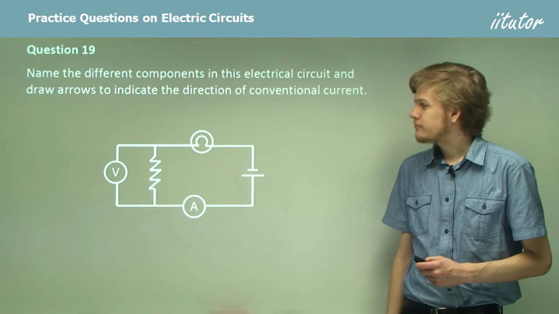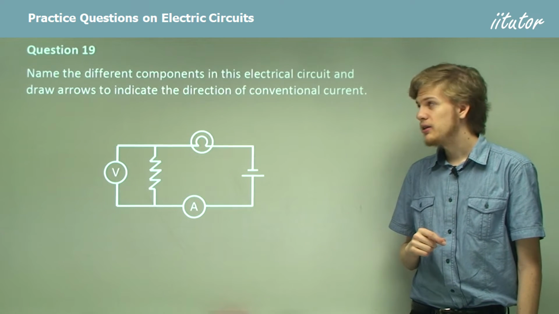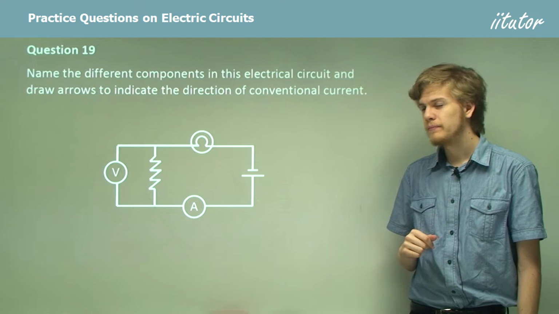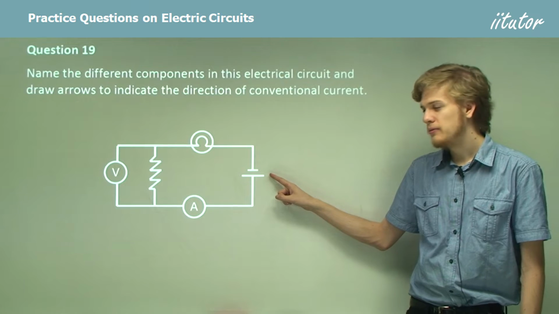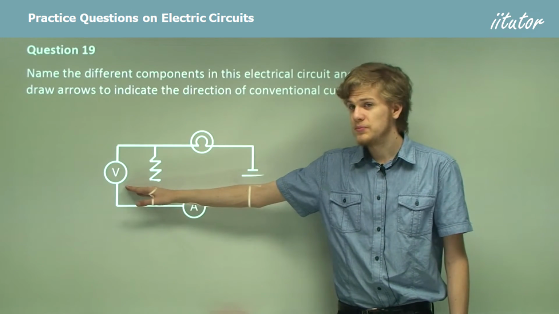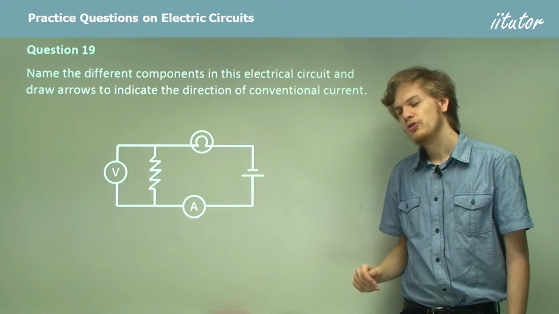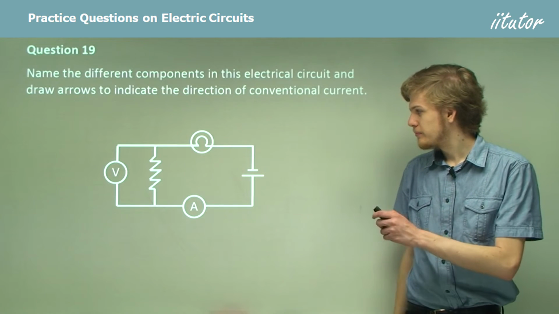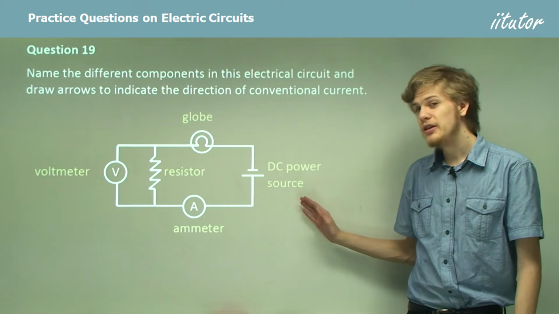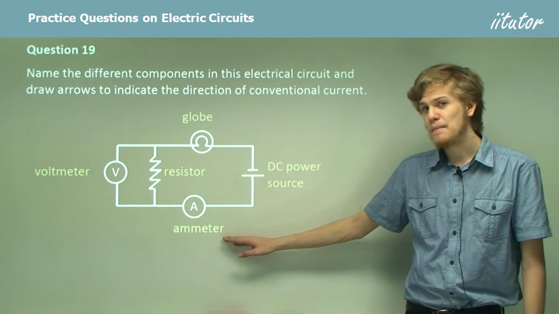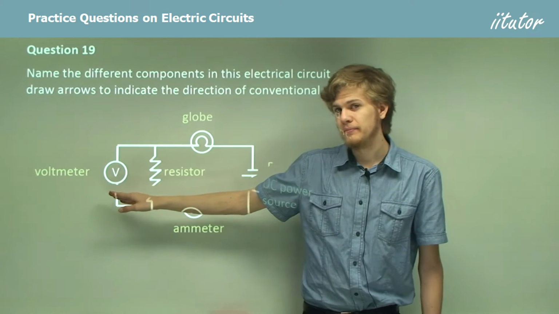Question 19. Name the different components in this electrical circuit and draw arrows to indicate the direction of the conventional current. Now we have 5 different parts to this circuit. We have a power supply, we have 2 devices that make measurements, we have a globe, and we have another resistor. So how shall we label this? It might be something like this. We have a DC power source, an ammeter, a globe, a resistor, and a voltmeter.